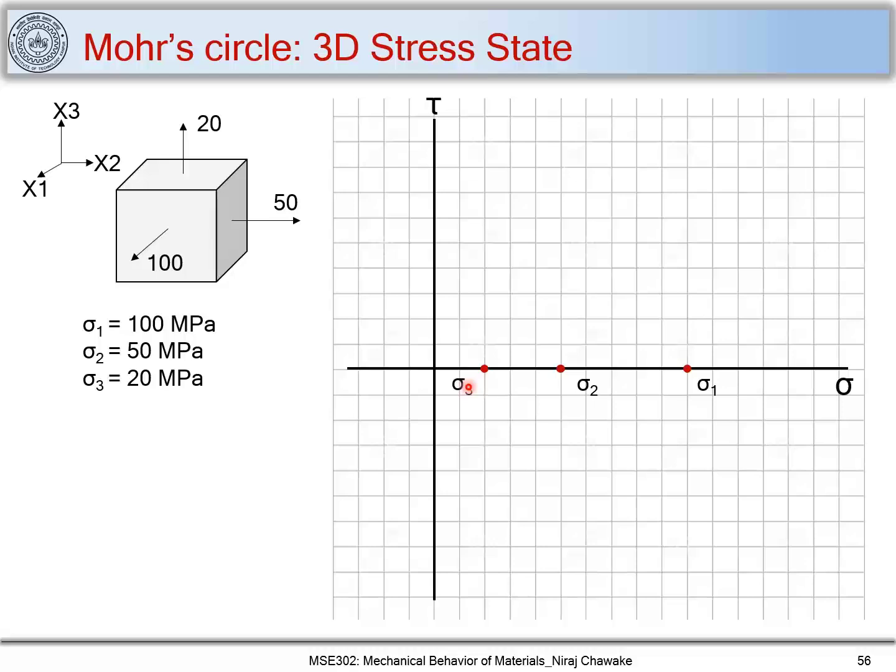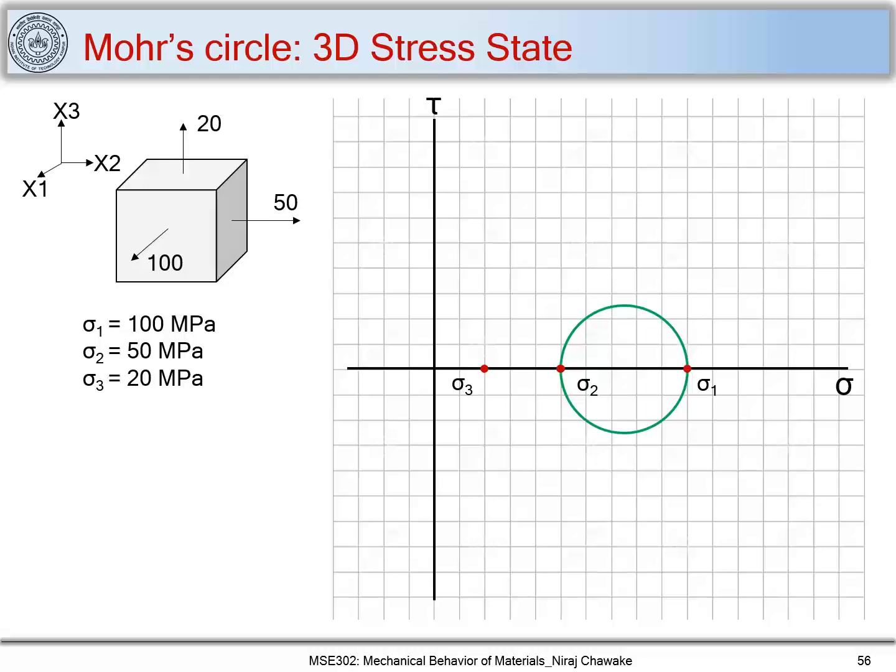Now what you do is mark or construct a circle between sigma 1 and sigma 2, sigma 2 and sigma 3, and then sigma 1 and sigma 3. So basically you will have three circles. Okay. So how do you do that? Let's say you get this circle between sigma 1 and sigma 2. You draw a circle. How do you do that? Let me write it down for you.